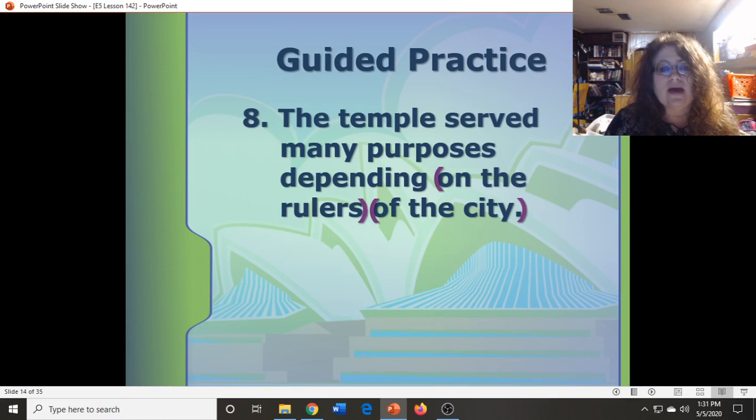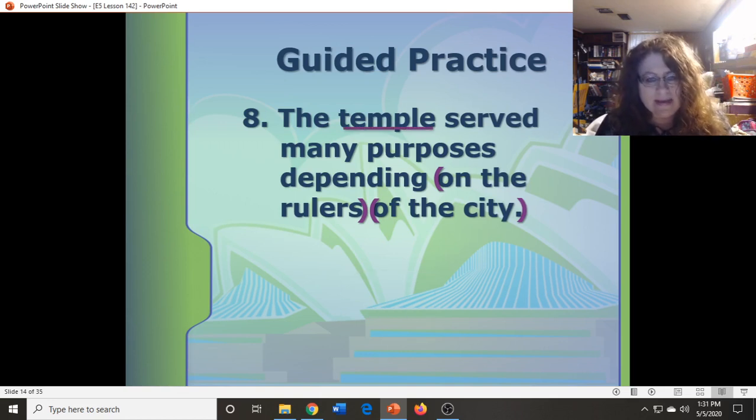Okay, look up at what we have left. The temple served many purposes depending. So, what is the sentence about? This sentence is about the temple. What action is the temple doing? It's serving. The temple served.